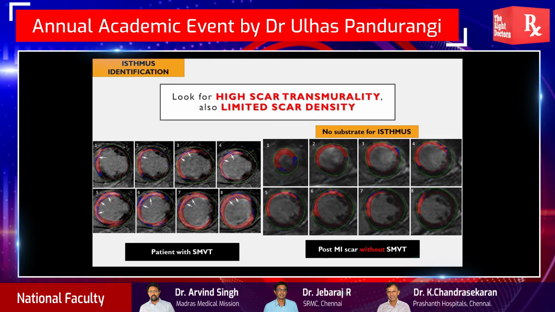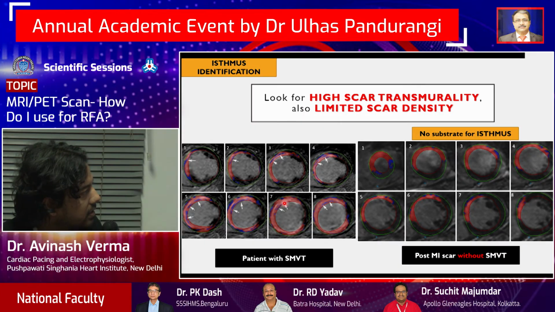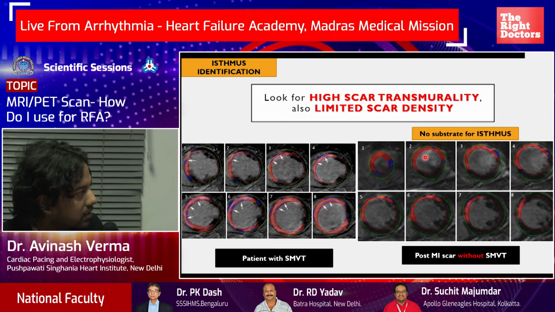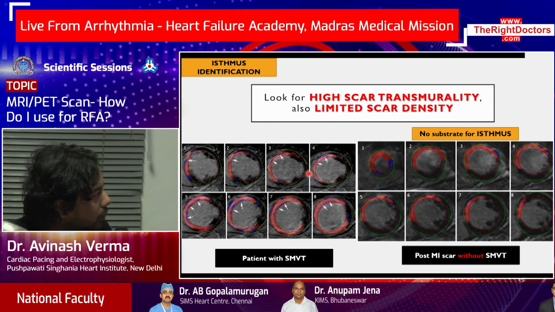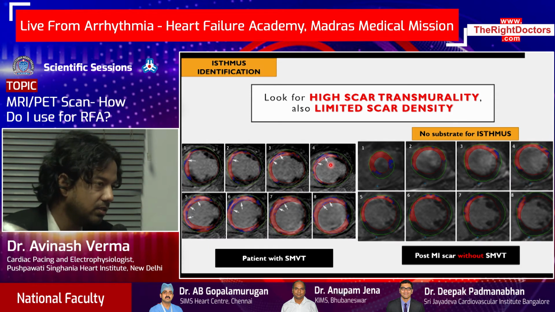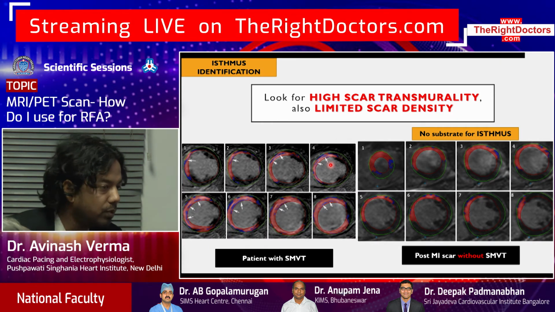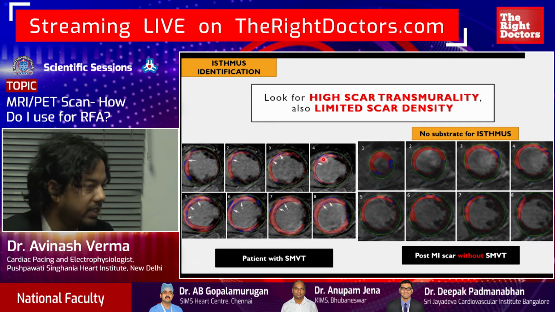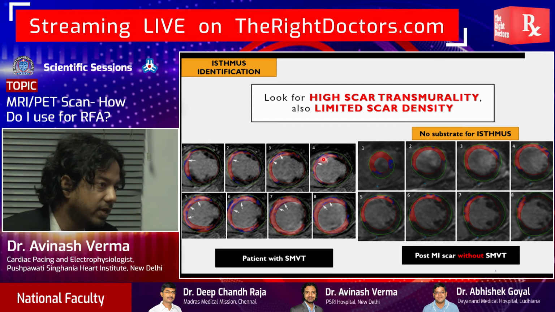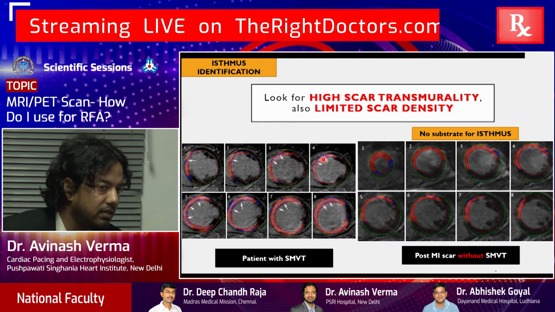Now, if I just show you these two maps, you don't need any 3D mapping for this. You will be able to tell in which you will get VT and in which you will not. This is a full transmural scar, but there is no heterogeneity. It's a fixed, complete scar. Over here, you see heterogeneity. The signal intensity will be mixed; it won't be 100% of the scar. So it will be transmural and mixed. These are the areas which will be picked up by MRI and will tell you that the isthmuses can be here.